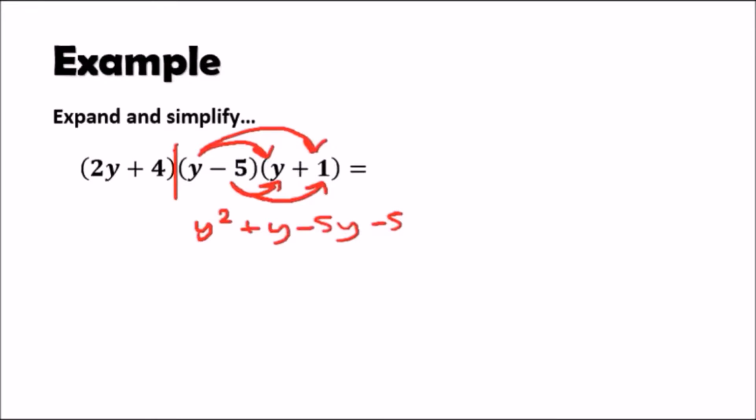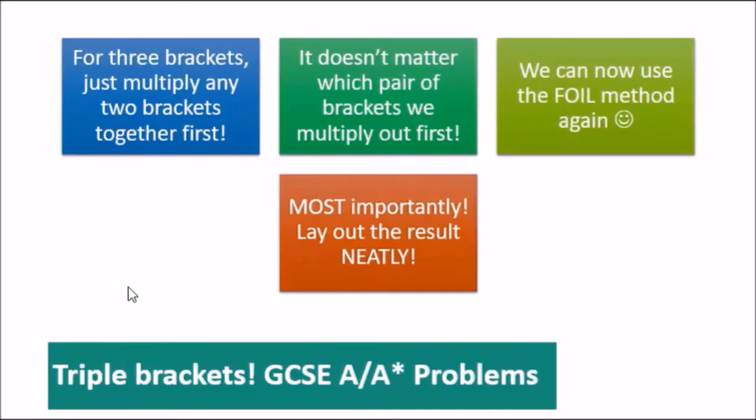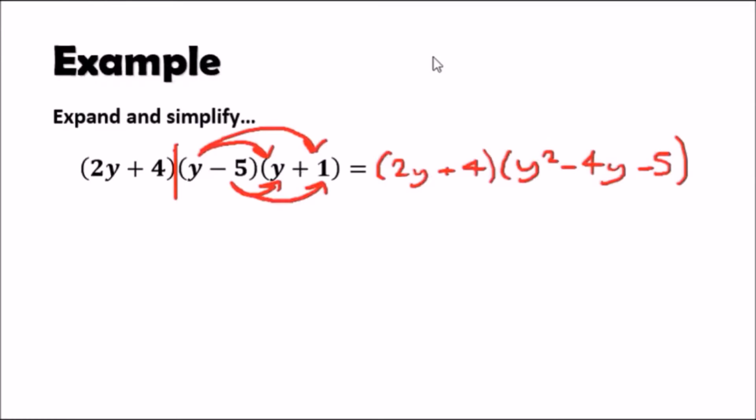And of course, tidying this up, we should get y squared, and y take away 5y should give you negative 4y, minus 5. Okay, so that's that part done. So therefore, what we should have at this stage is 2y + 4 times the new quadratic, which is y squared minus 4y minus 5. Okay, so now removing all of this. Oops. So now deleting this part. Now all we have to do is use the FOIL method here.